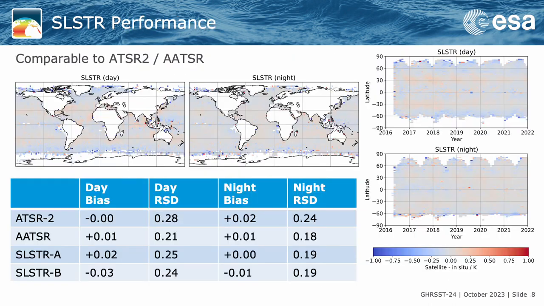The overall SLSTR performance is now comparable to the ATSR2 and double ATSR instruments. The regional biases compared to in situ are very uniform, with no noticeable cold dust biases. Global median bias relative to drifters are a couple of centikelvin, and the robust standard deviations fall between ATSR2 and double ATSR at 0.25 Kelvin during the day and 0.19 Kelvin at night.